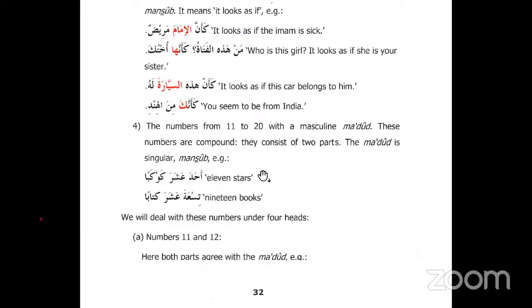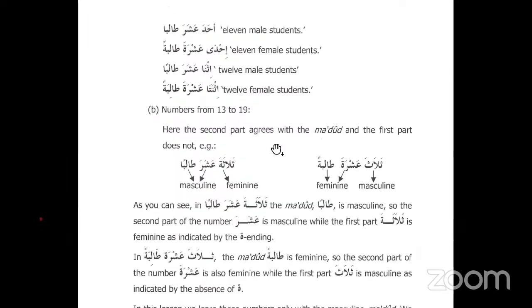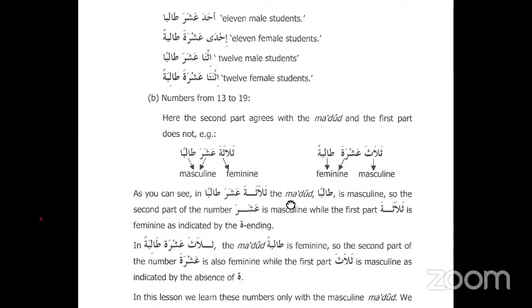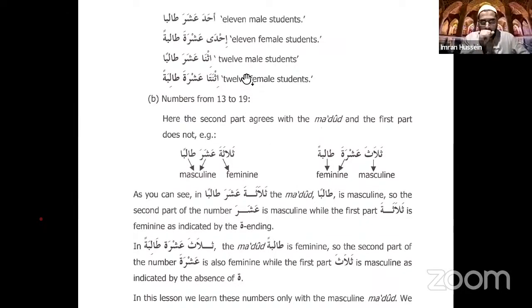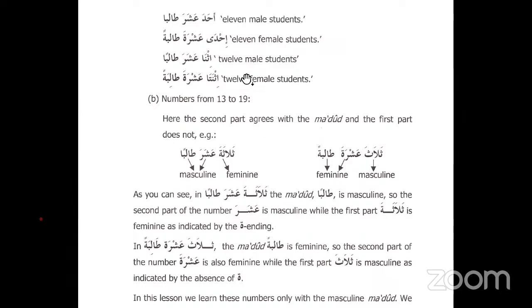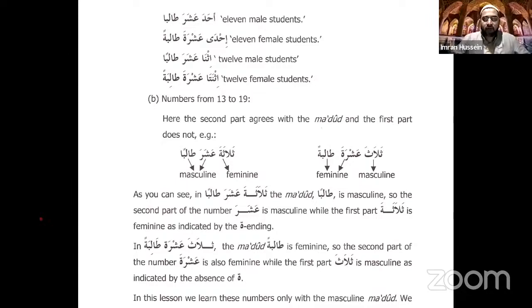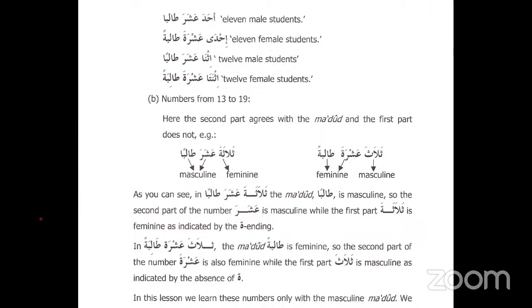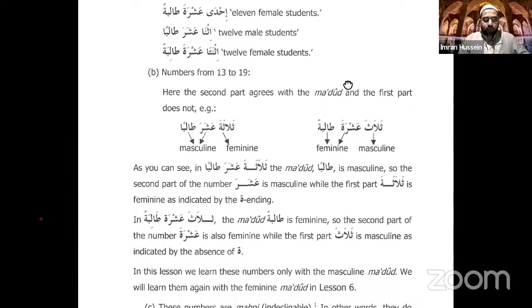Numbers 11 and 12. Here both parts agree with the madud. Example, ahada ashara taliban, 11 male students. Ihda asharata talibatan, 11 female students. Ithna ashara taliban, 12 male students. Ithnata asharata talibatan. Is this clear for you? So numbers 11 and 12, what's happening with them? Both units, the 10 and the unit part, agree with the madud, or whatever is being added.